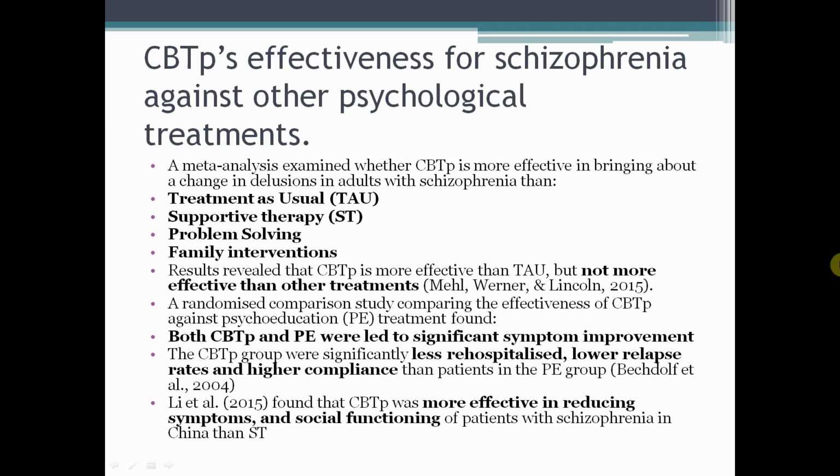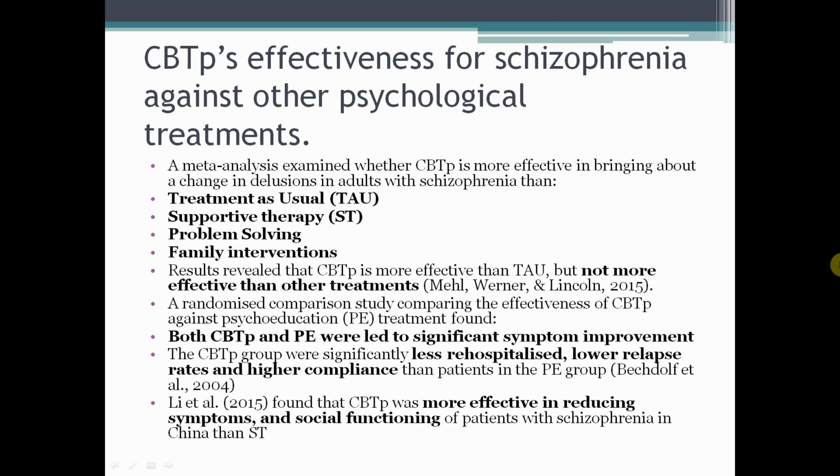Another comparison study found that CBTP was more effective in reducing symptoms and social functioning of patients with schizophrenia in China than supportive therapy. These studies demonstrate varied results about the effectiveness of CBTP for schizophrenia against other treatments. A meta-analysis suggested that CBTP may not be effective for PE treatments in bringing about change in delusions. These results may be more accurate due to greater power than the randomized comparison studies.